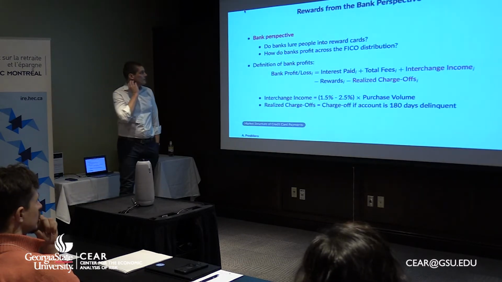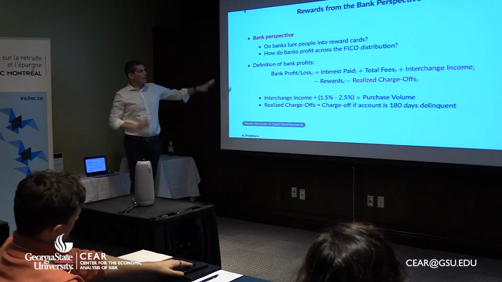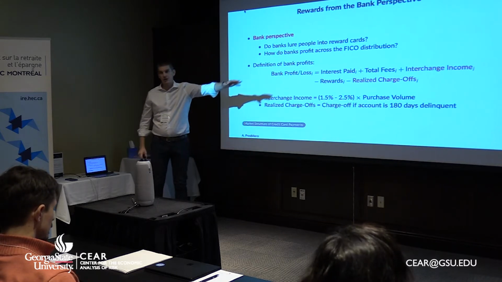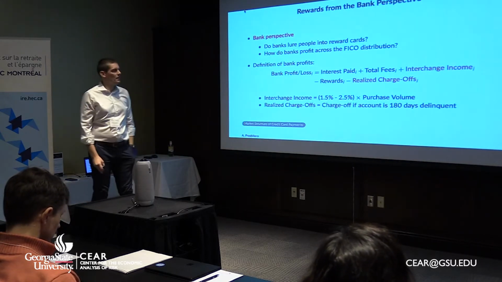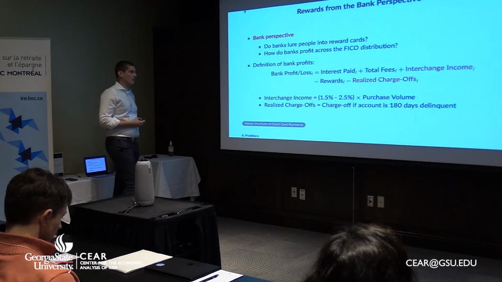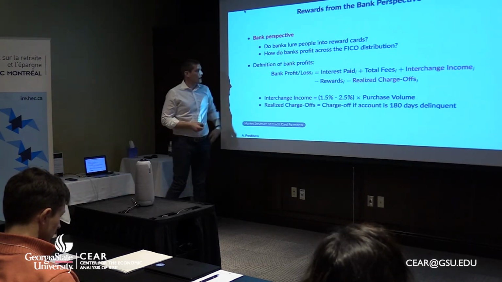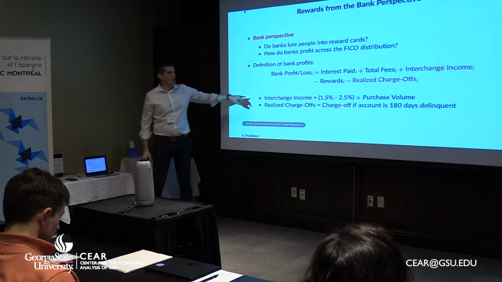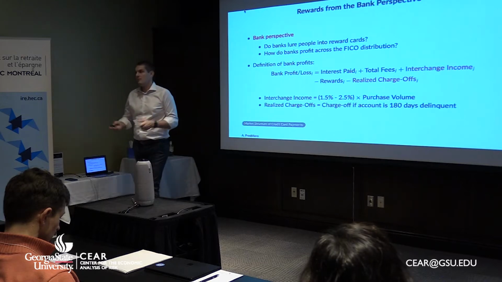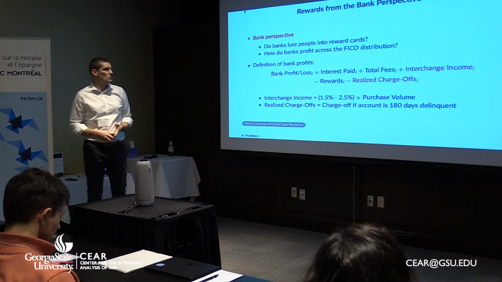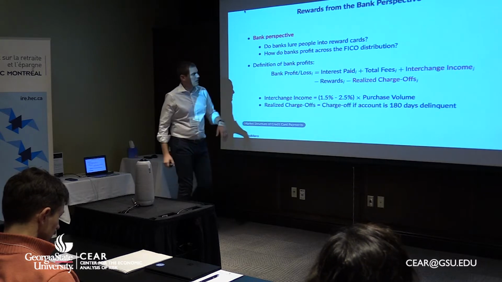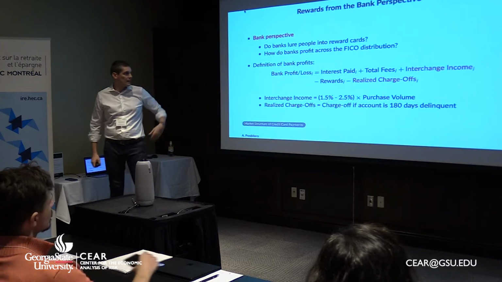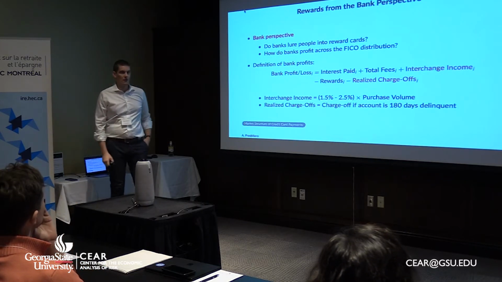So let's look at the bank perspective. We look at bank profits. Bank profit is interest paid plus total fees plus interchange income, which is the big chunk of how much money banks make using credit cards, minus the rewards and realized charges. The key part here is interchange income, which is a function of purchase volume, and it clearly varies across cards. So we do a lot of robustness, but we apply 1.5% for classic cards and 2.5% on reward cards.